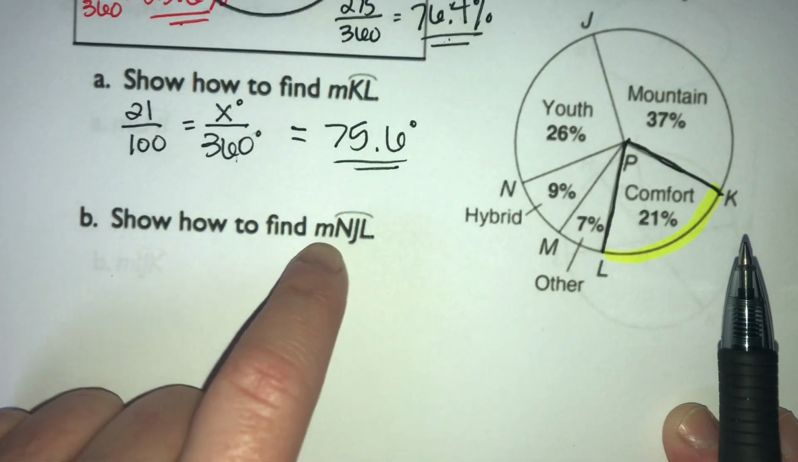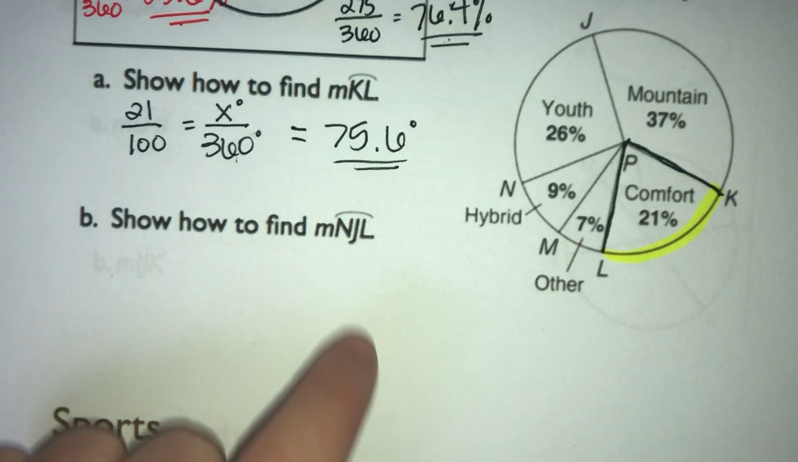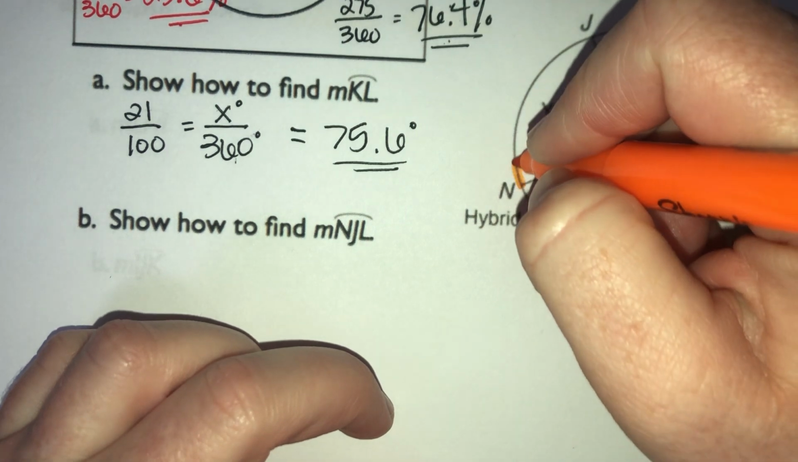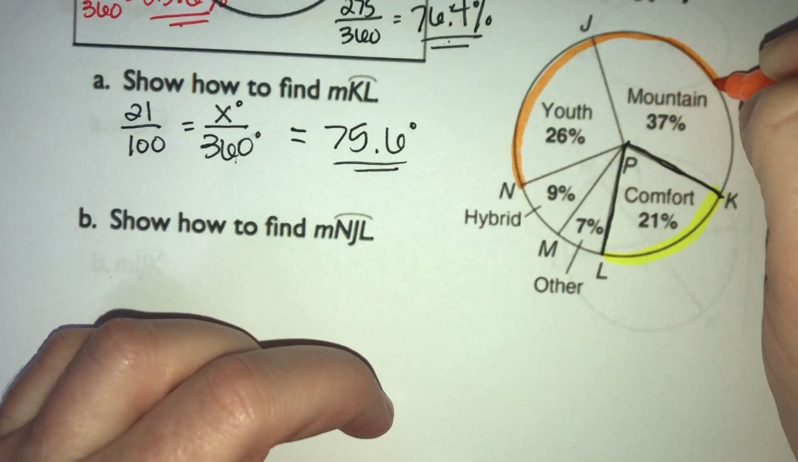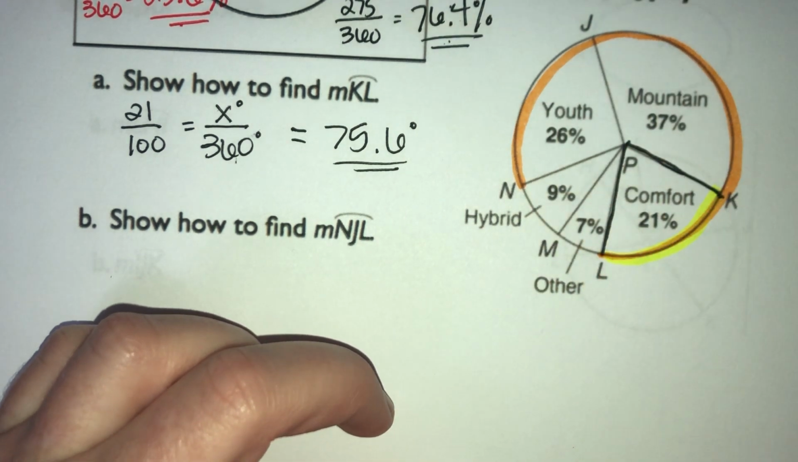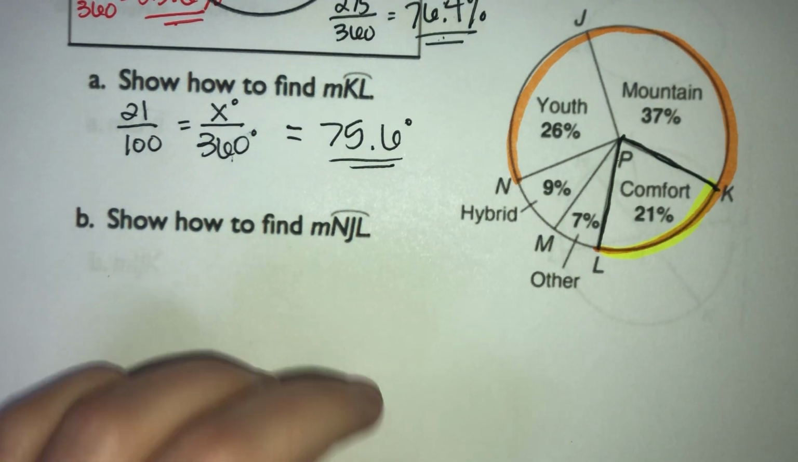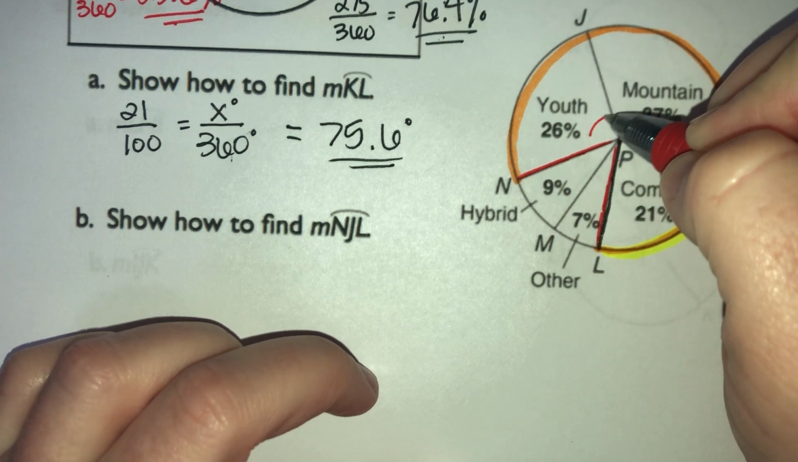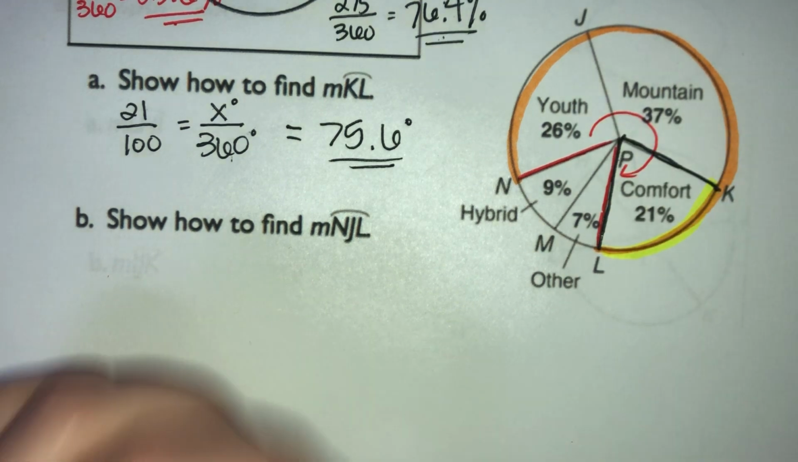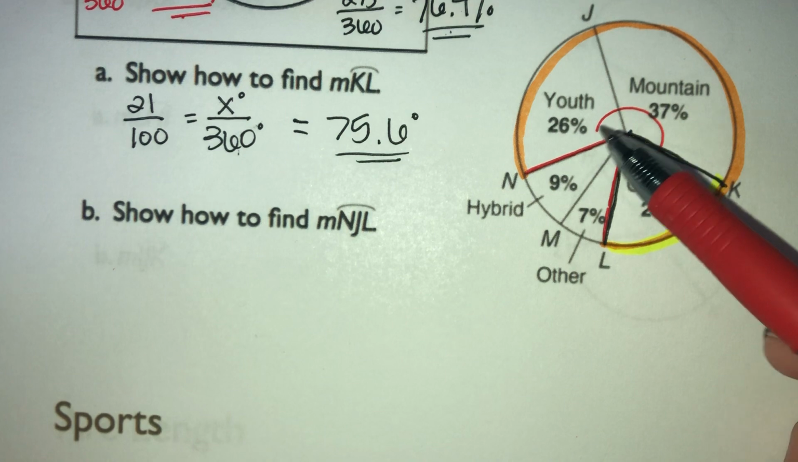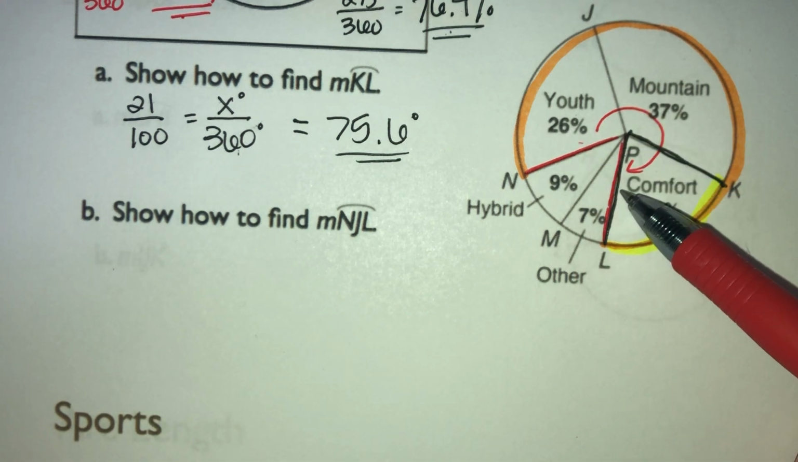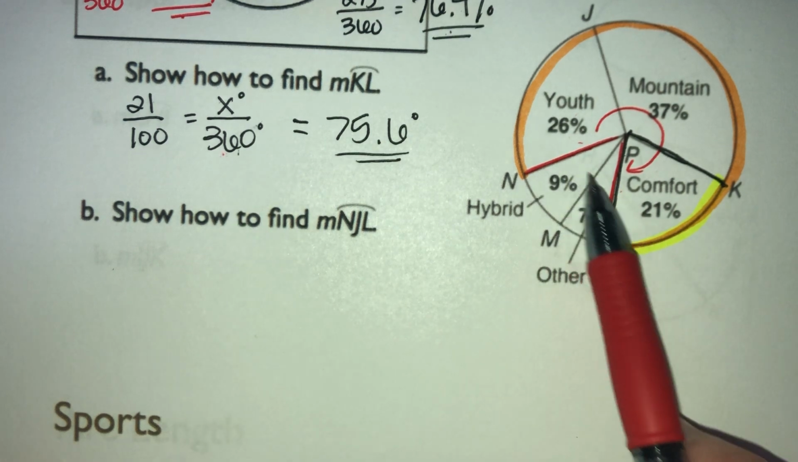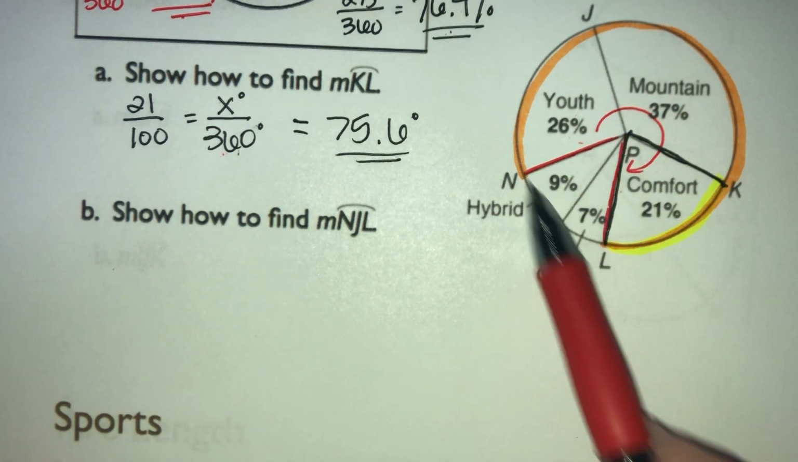Show how to find the measure of NJL. So that's this whole big arc, N through J and then stop at L. That whole big portion right there. All right, so you can do one of two ways. You can either add up all these percentages and figure it out just like we did here, or you can find just this little section and subtract it from the whole thing.